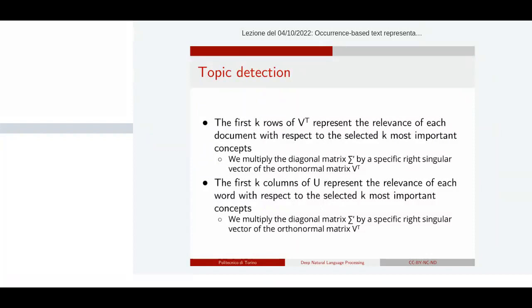The same reasoning can be applied at the word level. So if I want to describe a topic, which are the words that are most relevant? Which words should I consider? I need a word level description of a topic. I can use the U matrix, which tells you the importance, the relevance of each word with respect to each of the K most important topics.